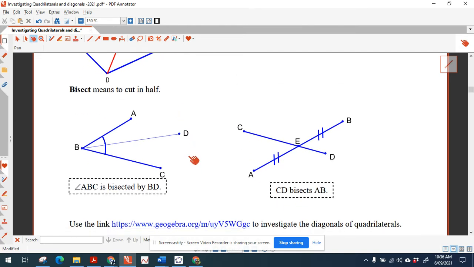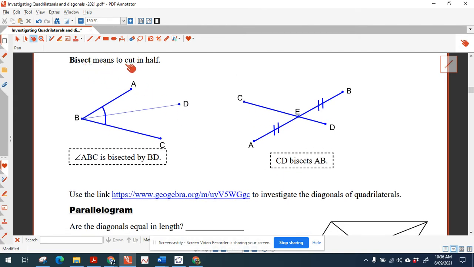Now, some terminology you need to know. Bisect means to cut in half. So let's have a look at the first diagram here. You've got an angle here. ABC is the angle, and that's marked with the arc. And this line here, interval BD, bisects the angle. That means it cuts the angle in half. So in other words, this angle here is cut into two halves, which are the same. So this angle and this angle there are equal.